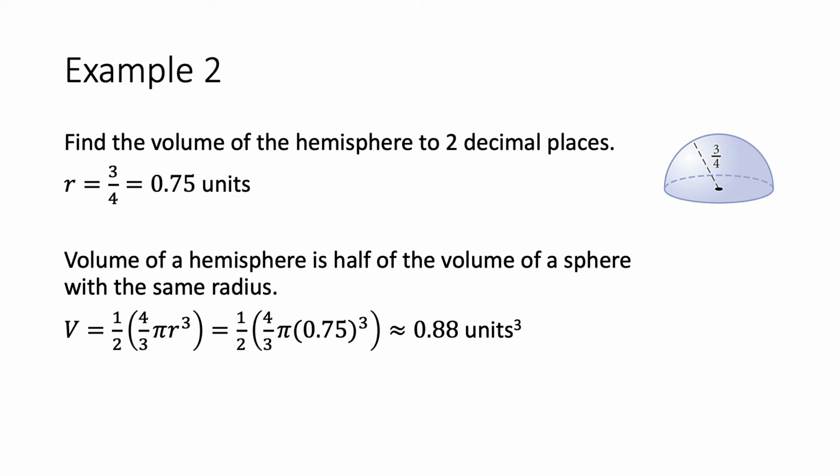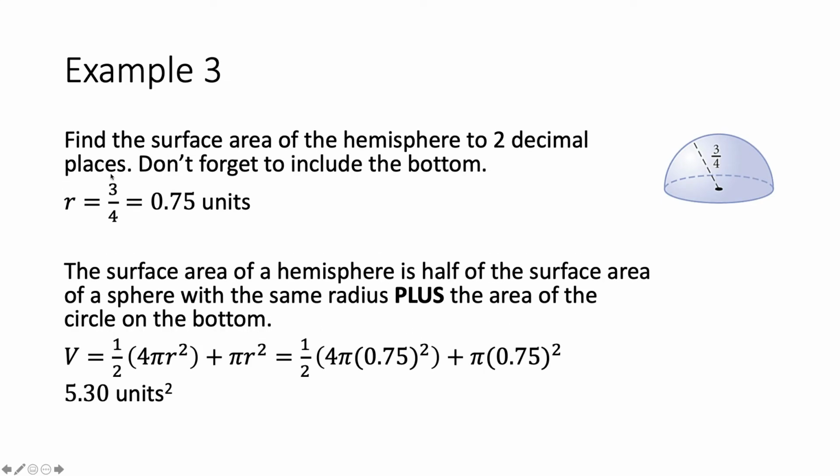Now, here's what's a little bit trickier. It's our last example, but pay attention to how we adjust the surface area formula for a hemisphere. So this is still our radius. Now, what I want you to notice is when you cut a sphere in half, and you think about the surfaces, there's this top part. It's like half the surface area of the entire sphere.